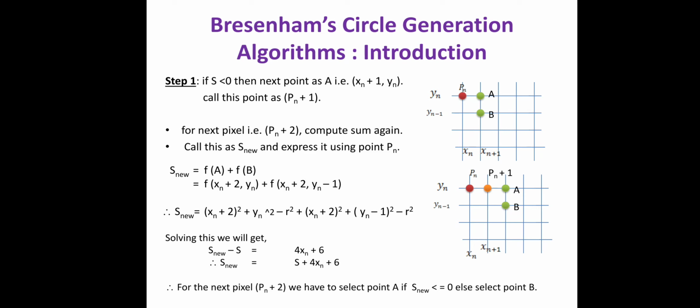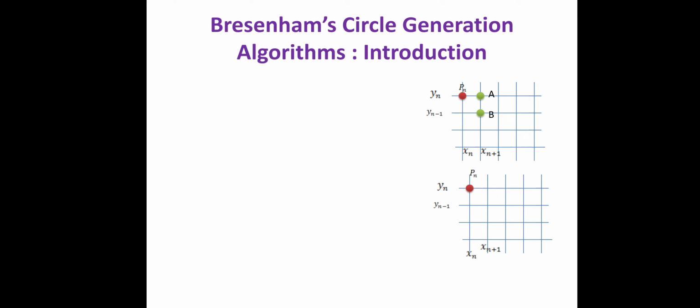So in this way, for the next pixel, that is Pn plus 2, we have to select A and B depending upon this S nu value. Whenever your S nu is less than 0, then you have to select A. If it is not less than 0, then you have to select point B. So in this way we have to work. This is what step 1.